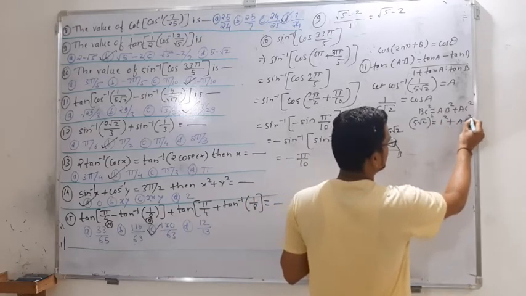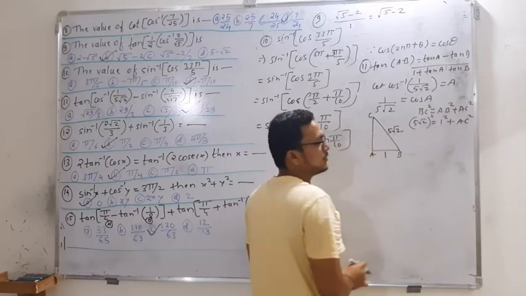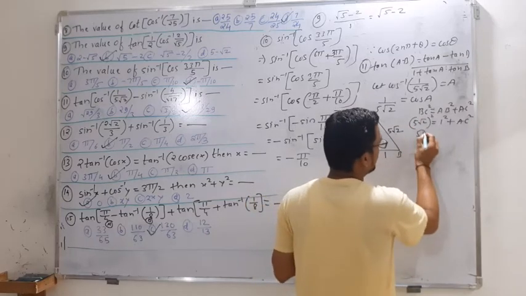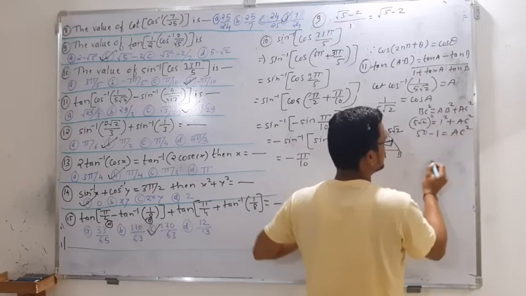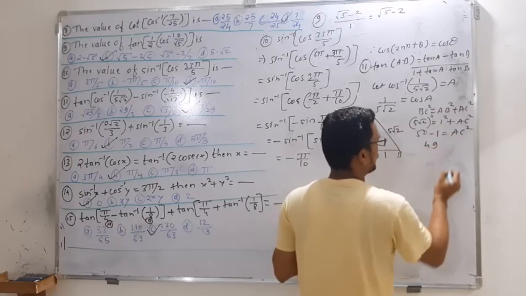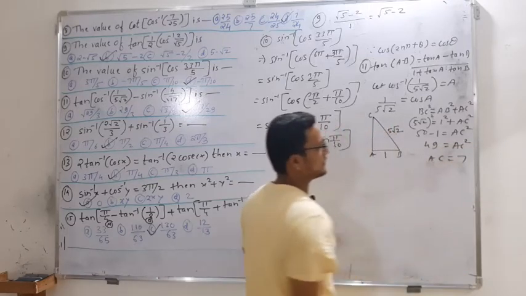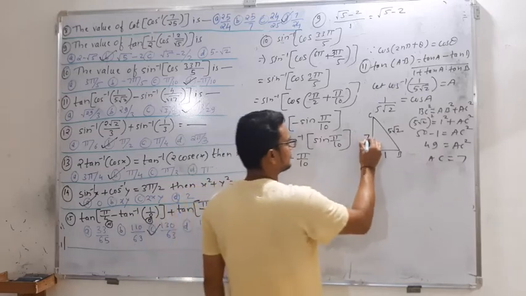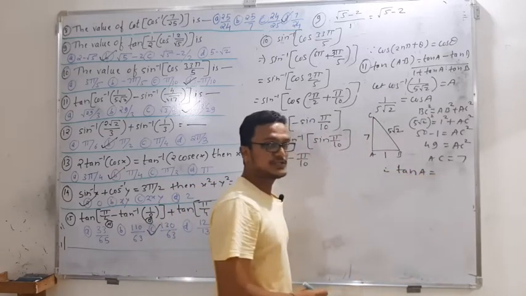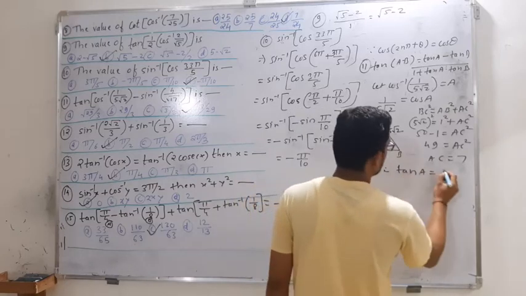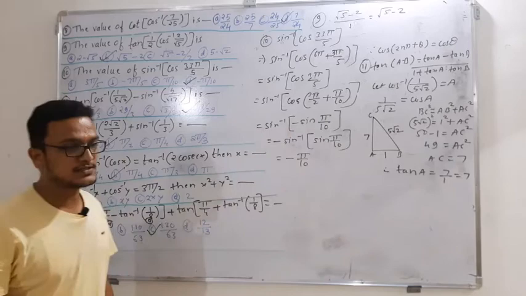We have to find it. So its square is what? 5 square is 25 and root 2 square is 2, so it is 50. 1 square is 1. So 50 minus 1 is equal to AC square, which is 49. Then AC will be 7. Therefore, what will the tan A value be? Opposite side upon base. Opposite side is 7, base is 1. So the answer is 7.